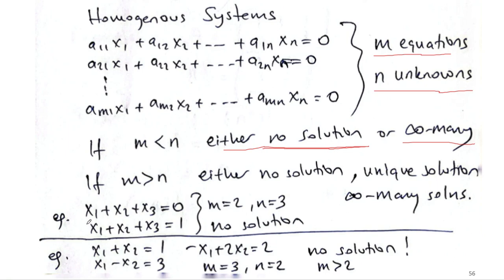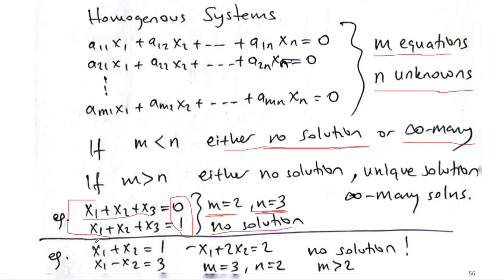Here's an example: x1 plus x2 plus x3. In this example, we have two equations, but three unknowns. But this one has no solution because, as I just mentioned, the left-hand sides are the same, but the right-hand sides are different. This cannot happen. It's an inconsistency. These two lines or planes can never cross each other, so there is no solution.